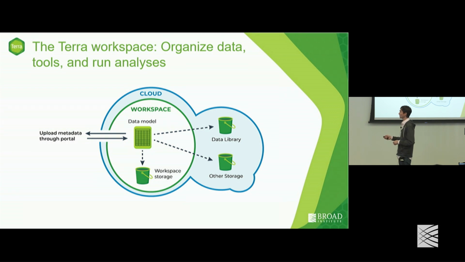Your data model is your representation of what your data is, what data types you have. And then that data model points to where the data lives. It could be in the Google storage bucket associated with your workspace. Every time you create a new workspace, you have a new Google bucket associated with it that's empty, and you can start putting data into it. Or it could point to the Terra data library, or it could point to other storage. It could be another Google Cloud bucket that you've created before. It could be someone else's that you have access to. It's flexible.